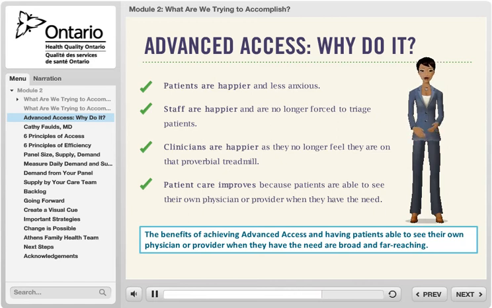Next, we'll hear from Dr. Cathy Faulds of the London Family Health Team. She started into quality improvement strategies as a solo physician in 2008 and shares some of her insights from the provider, patient, and system perspective.